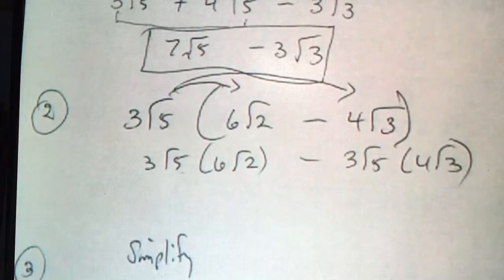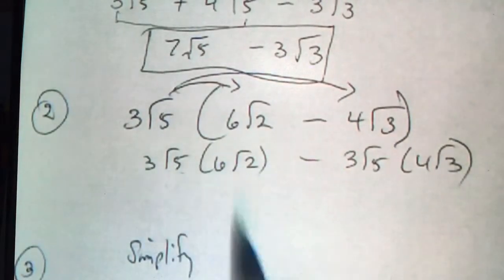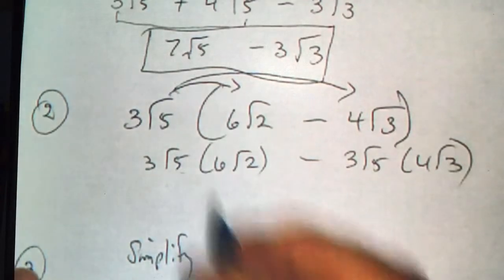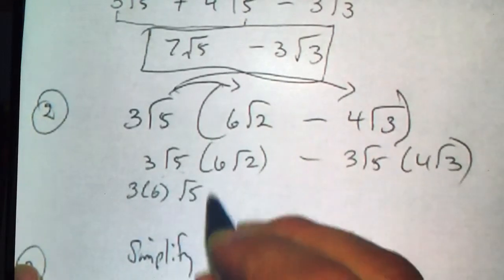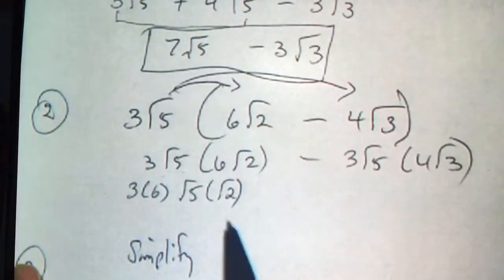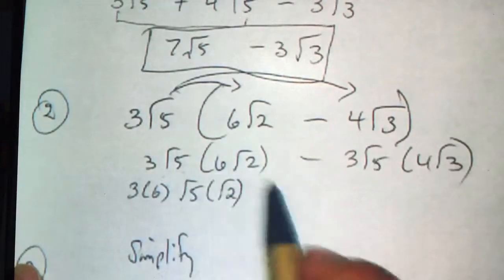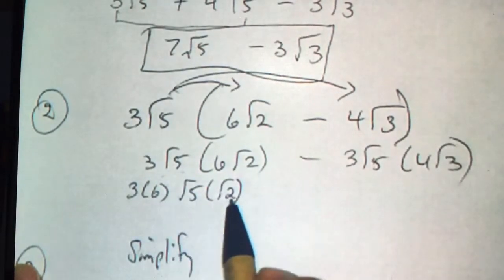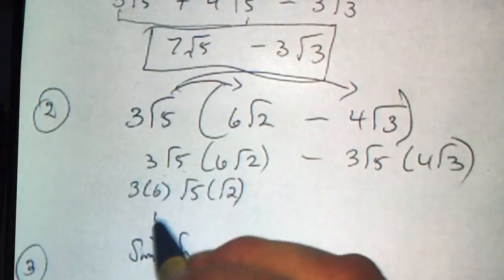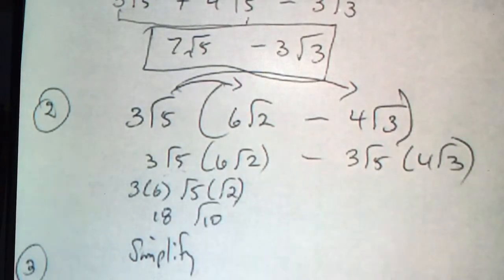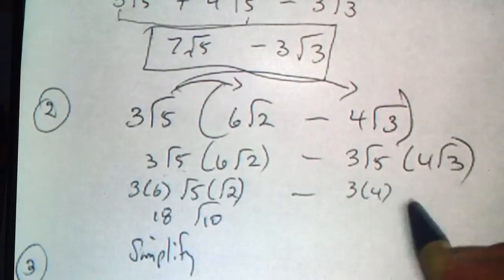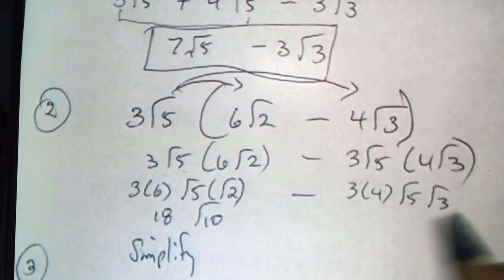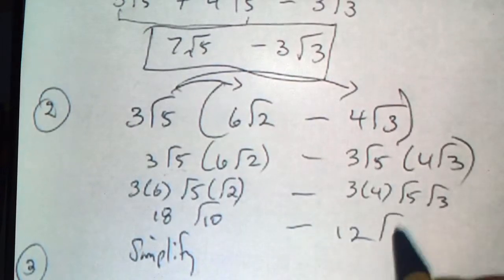Since we're multiplying now, there's a little bit of a different thing going on. What we do is numbers to the left, radicals to the right. So we're multiplying numbers, 3 times 6, and radicals to the right are being multiplied together. So I'm rearranging things again with the commutative property, and then moving numbers to the left, radicals to the right. We're still multiplying, so we get 18 root 10. And then over here, minus numbers to the left, 3 times 4, radicals to the right, root 5 times root 3, minus 12 root 15.